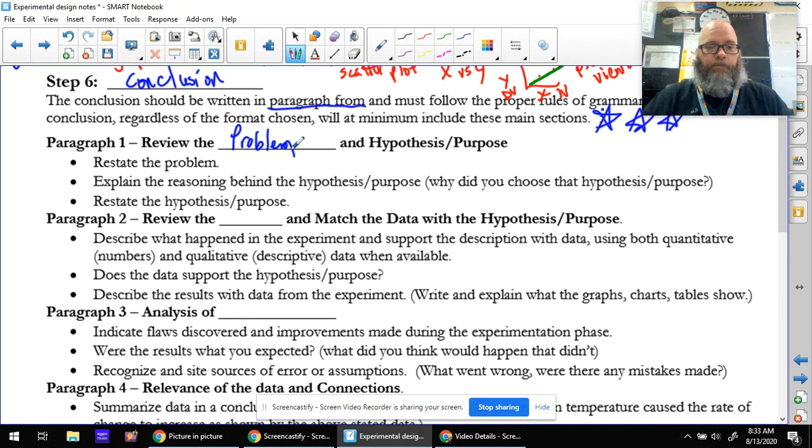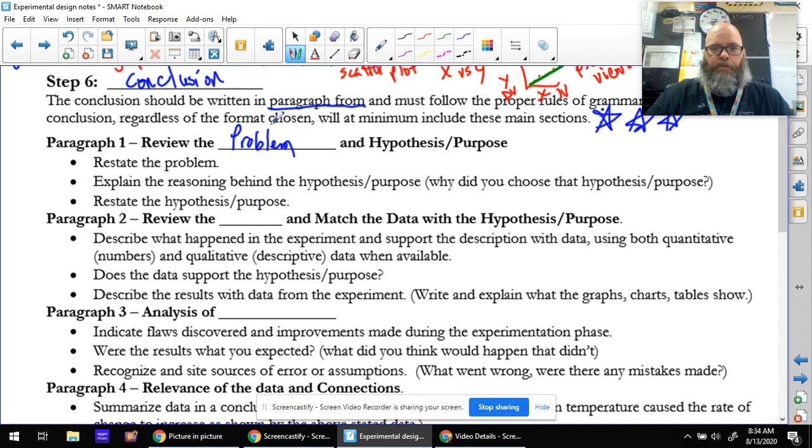So we want to restate that problem. Explain the reasoning behind the hypothesis and the procedure. Now, you're not doing all of these. When you write a conclusion, you're not going, okay, step 1, restate the problem. Step 2, explain the reasoning behind it. This is just to help you focus your paragraph 1. So if you restate the problem, you're also restating the hypothesis, probably. You just want to make sure that you include this information in some format. It's not a checklist. The checklist is paragraph 1 needs to deal with the review of the problem.